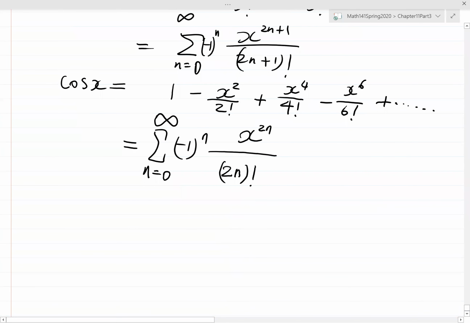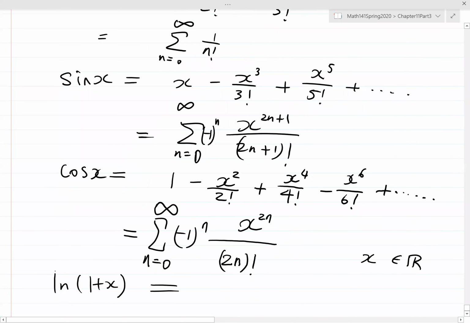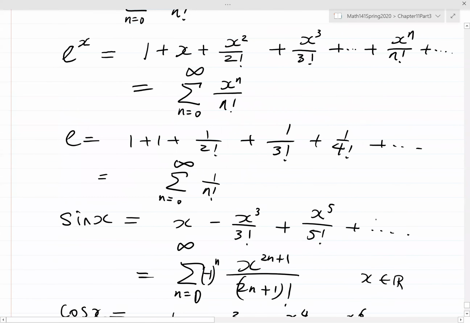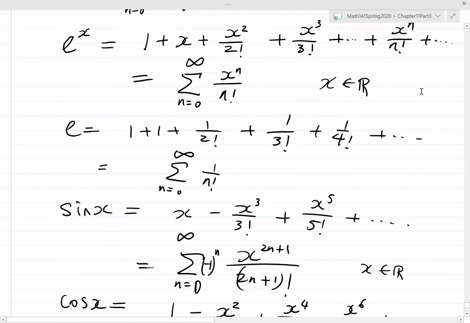Now, what is the Maclaurin series for ln(1 plus x)? Remember we did this. For sine, cosine, and the exponential, the series is valid for all real numbers x. It converges everywhere. The radius of convergence is infinity.